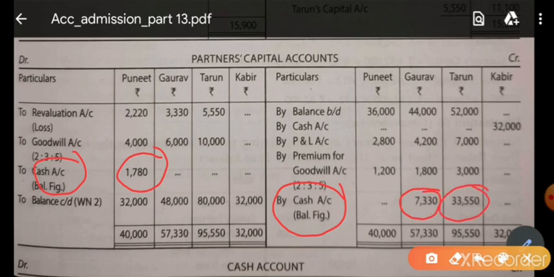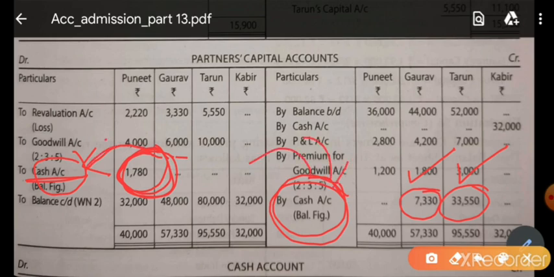Now in this new illustration, the question is saying that in case of surplus, where extra money is there, the firm is not going to pay this amount in cash. This amount will be adjusted through current account. So in place of cash, we will write current account. And in case of deficiency, the deficiency can be contributed in cash. That means partners can bring the money in cash, but the firm will not pay the money in cash.